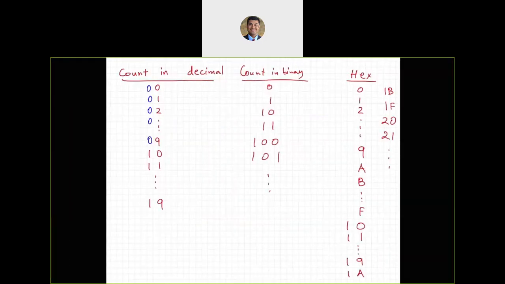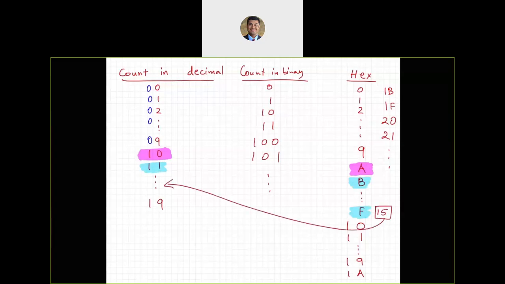What is A? Where is A? A is right here. That means 1 after 9. What did we have 1 after 9? We had 10. So when you convert A into decimal number system, it's actually 10. Similarly, B will be 11. And F will be 15 in decimal number system.